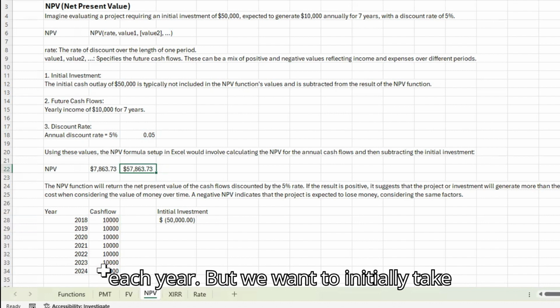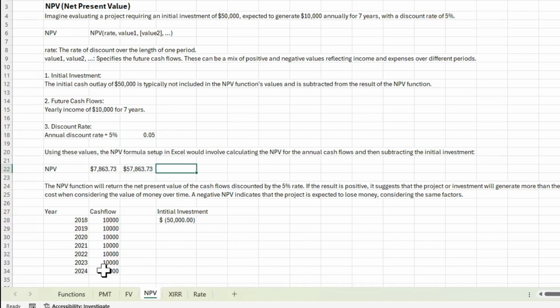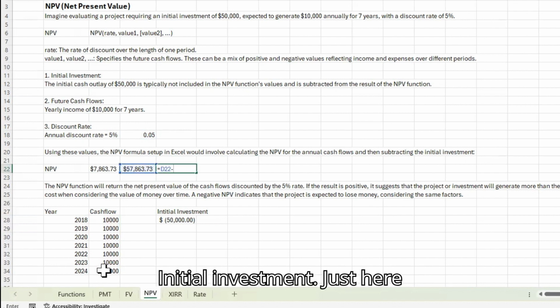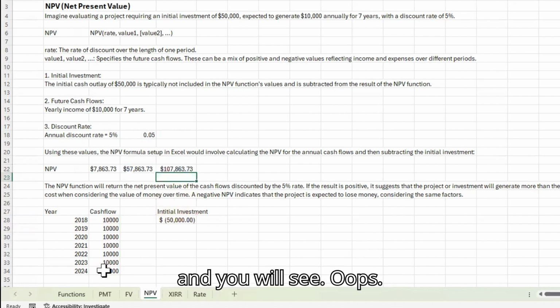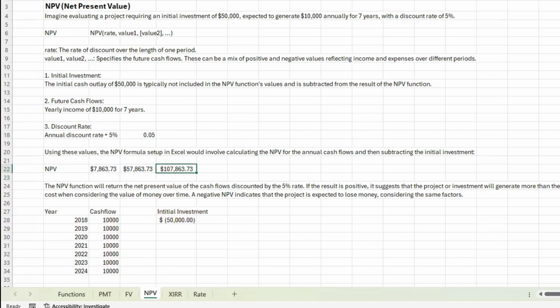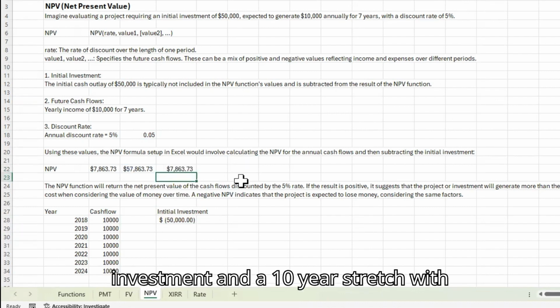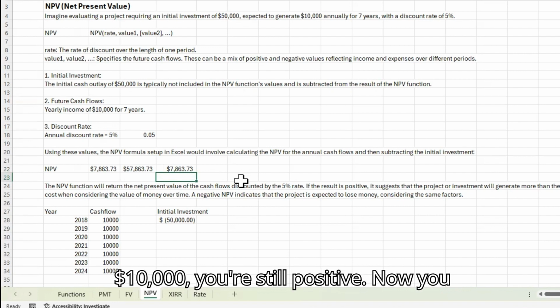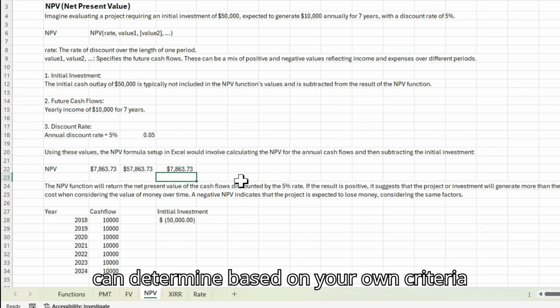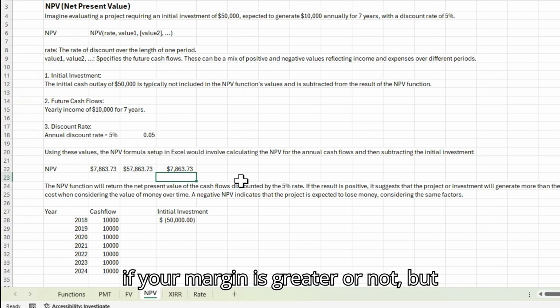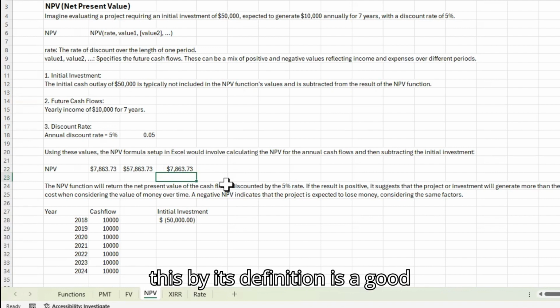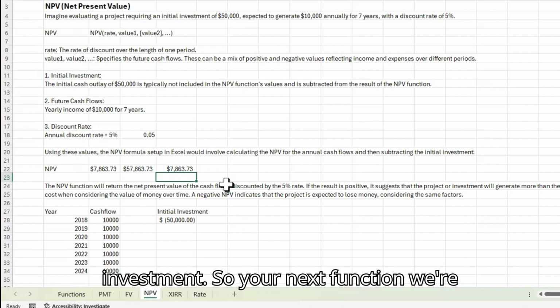But we want to initially take away the initial investment, which is here, and you will see, oops. I'm going to add that. Okay. It's a negative number. So after initial investment and a 10-year stretch with $10,000, you're still positive. Now you can determine based on your own criteria if your margin is greater or not, but this by its definition is a good investment.